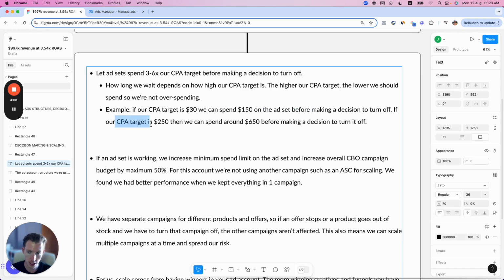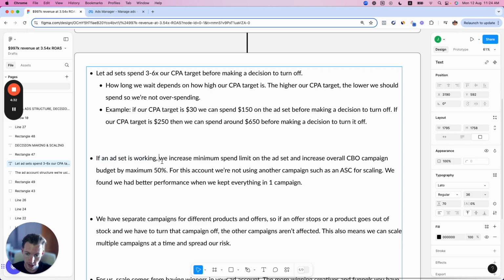If our CPA target is, let's say, $250, much higher, then we can spend around $650 before making a decision to turn it off, right? So if we were to wait 6x $250 as our CPA target, it's a lot of spend on each ad set to make that decision. So we tend to make decisions a little bit earlier. And with $650 in this case, we still have a lot of data to make a decision, right?